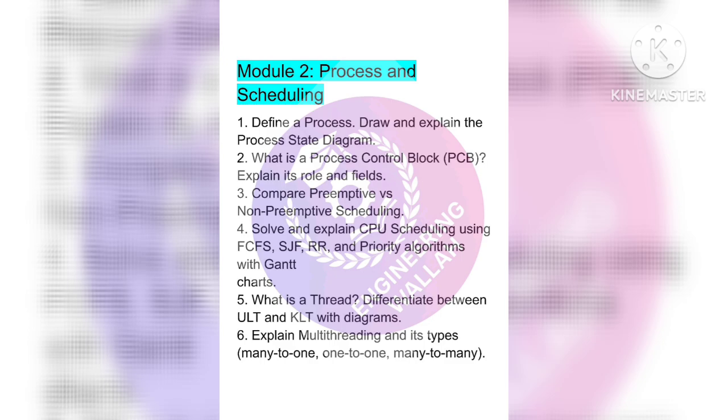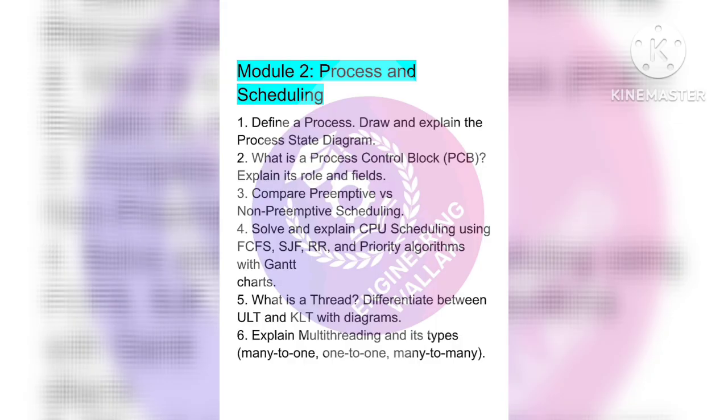2. What is a process control block (PCB)? The PCB stores all the information about a process, like its ID, state, program counter, and CPU registers. 3. Compare preemptive versus non-preemptive scheduling. Preemptive allows interruption, non-preemptive runs to completion. Each has pros and cons depending on system needs. 4. CPU scheduling algorithms. We'll solve examples using FCFS, SJF, round robin, and priority scheduling, complete with Gantt charts.